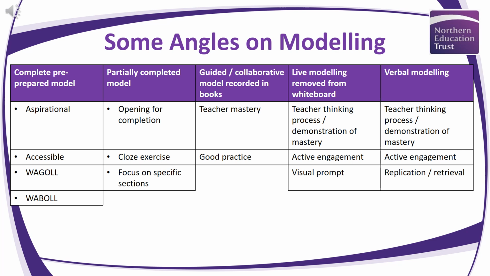Now, two really good ways of using this. One is a WAGOLL, what a good one looks like. So these can be good examples we can glue into books. Here's what you should be working towards. Equally powerful can be a WABOLL, what a bad one looks like.